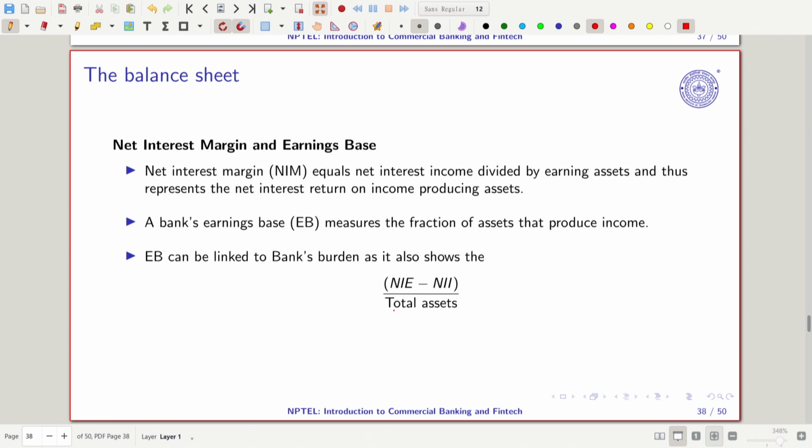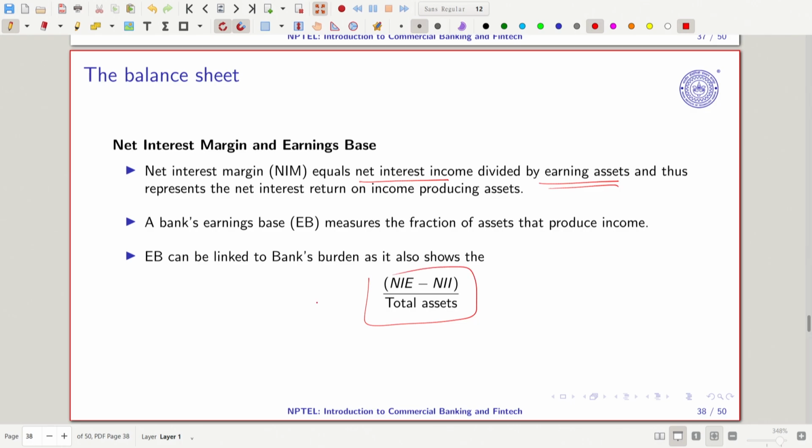Then here we have the net interest margin and earning base. So net interest margin is nothing but net interest income divided by the earning assets, how much we have. So net interest expense, here we have minus net interest income upon the total asset. So this is what we often get.